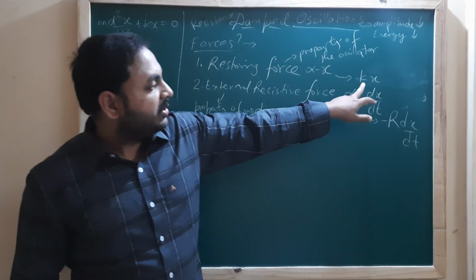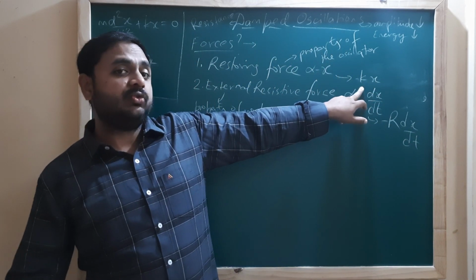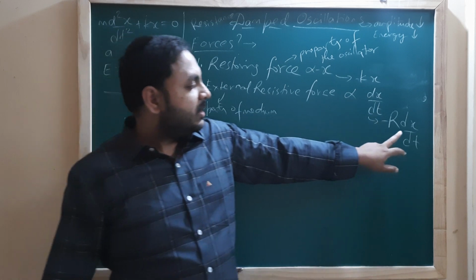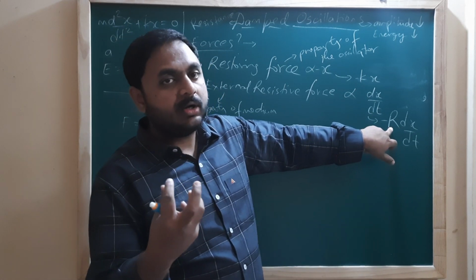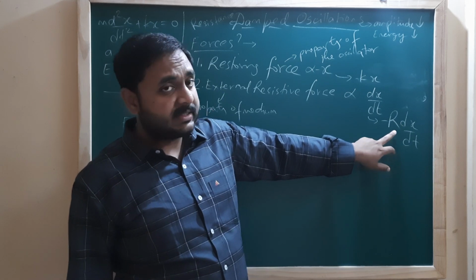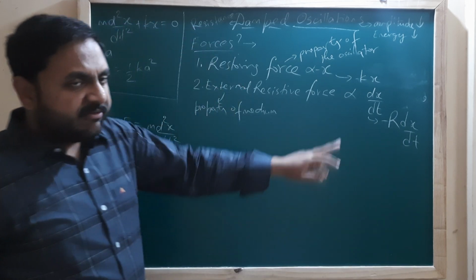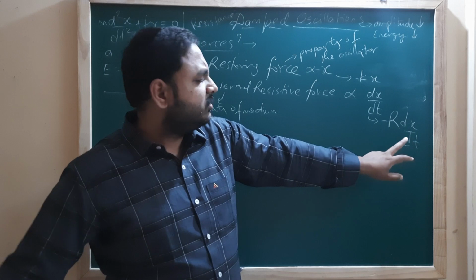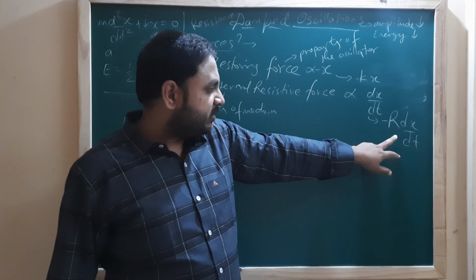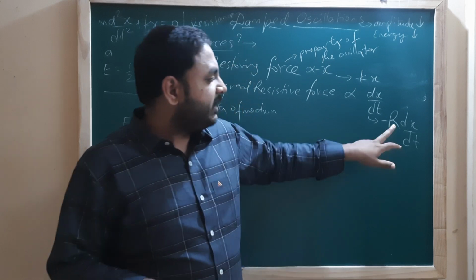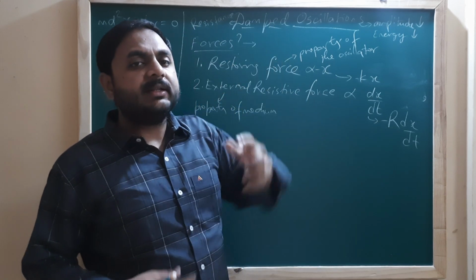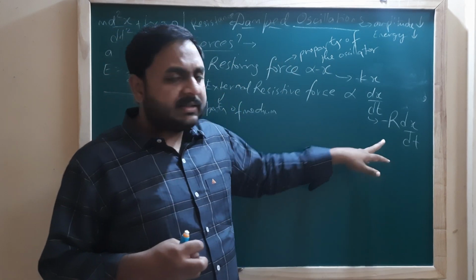Here the proportionality constant is k, which is called the restoring force per unit displacement. Now this r is the constant of resistance or damping coefficient. We'll study this r in detail. Right now just assume it's some kind of constant of proportionality. It gives you the strength of damping. How much a system is damping depends on r. If r is greater, that means damping is very much. If r is less, damping is very less.